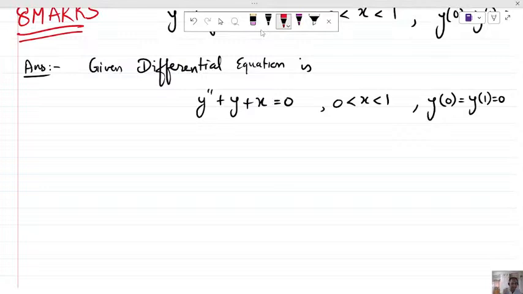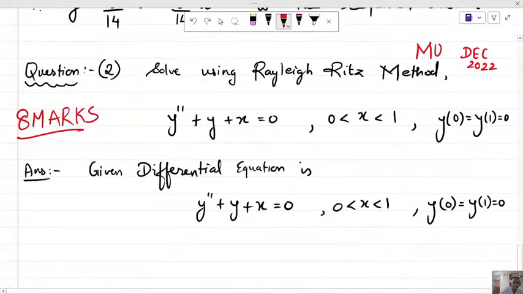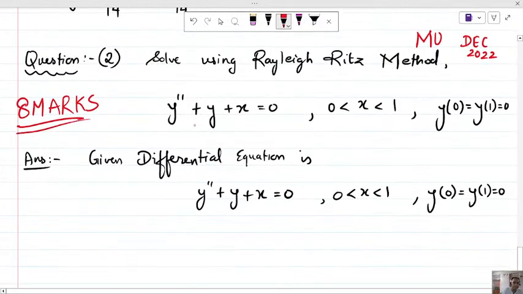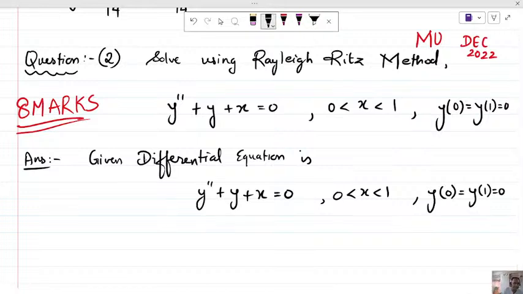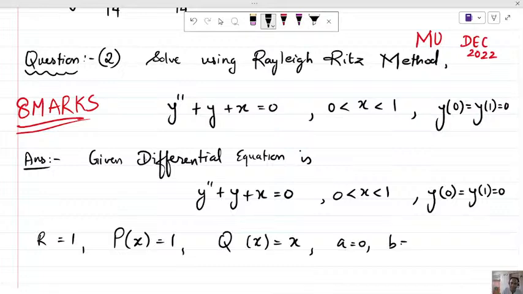So here now we mention what r is. The r value is 1, p of x is 1, q of x is x, a is 0, b is 1.